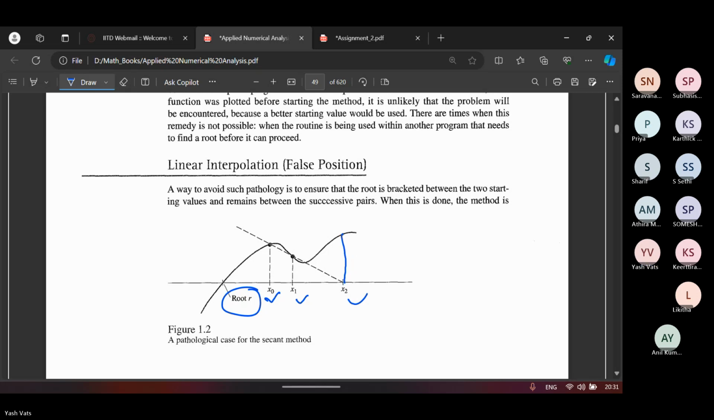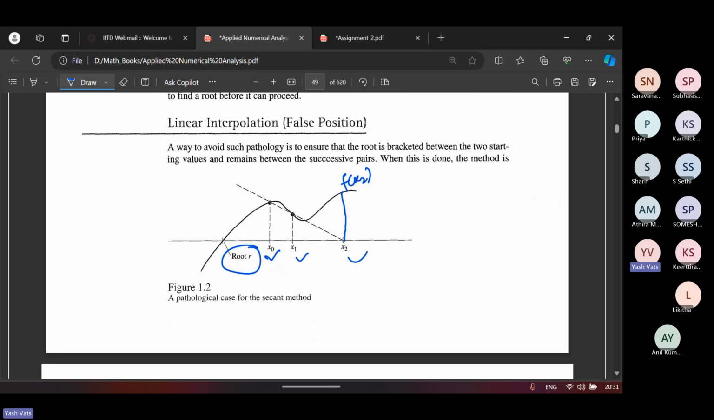If you see here, x2 is this one, and you can see that. So x0, x1, x2, x2 is not closer to the root anyway. x2 should come closer to the root, right? So you have to choose the line between them. So f of x2, you have to select x1 or x0 in this case. And here you should select any of them.